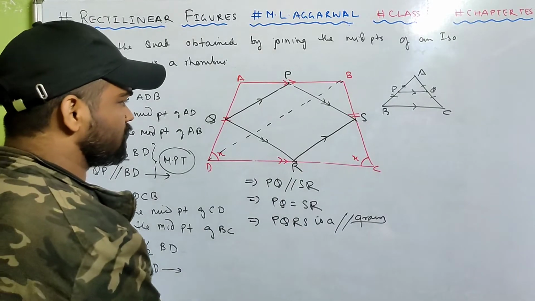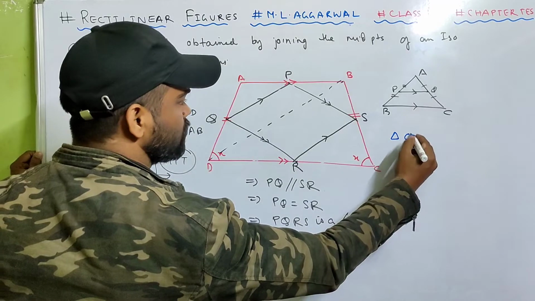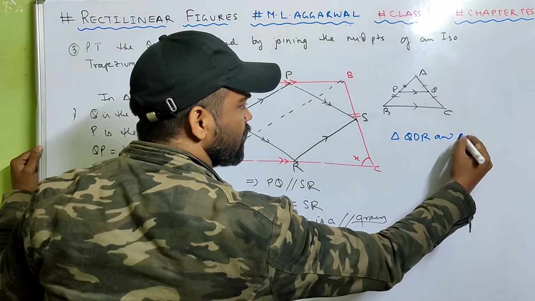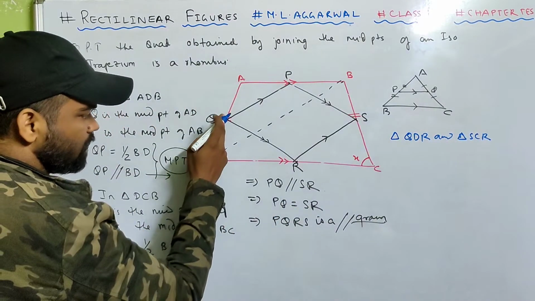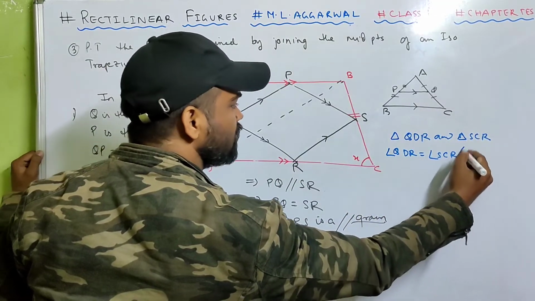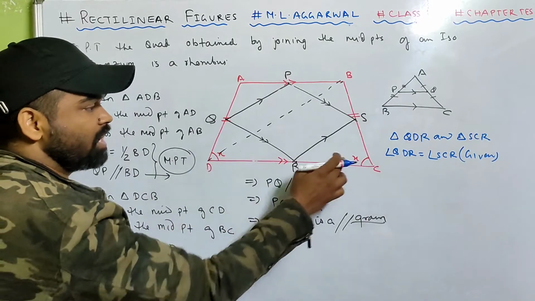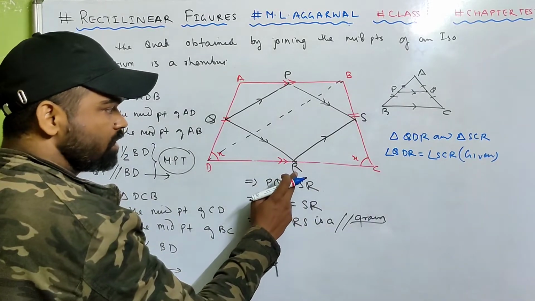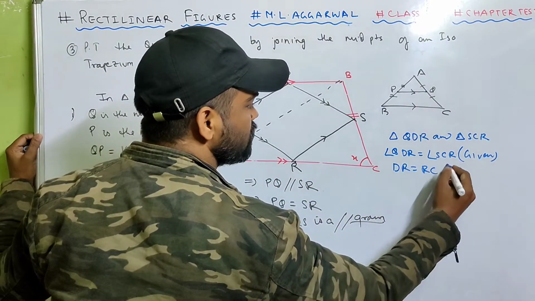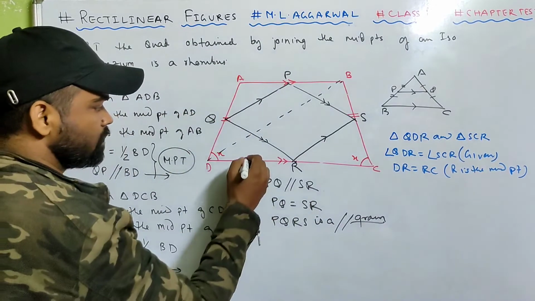Now look at these two triangles I'm talking about. Triangle QDR, look carefully, and triangle SCR. Look, angle QDR is equal to angle SCR, given. Why? Because it's an isosceles trapezium, and in an isosceles trapezium, the base angles, these two angles, are equal. Now, R is the midpoint, which means DR will be equal to RC. DR equals RC. Why? Because R is the midpoint. Done. This and this are equal.